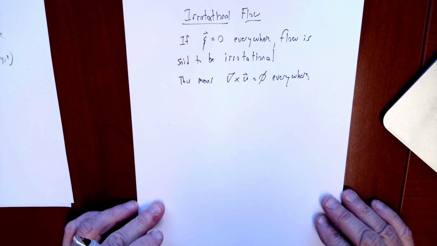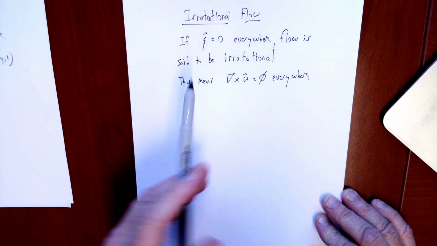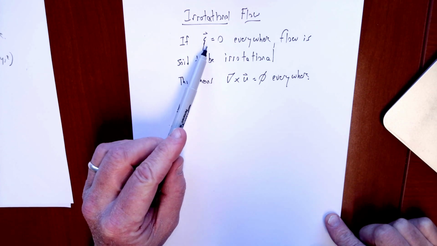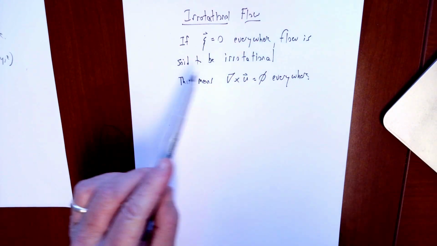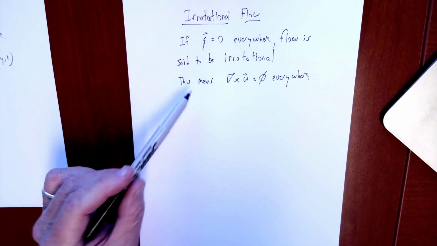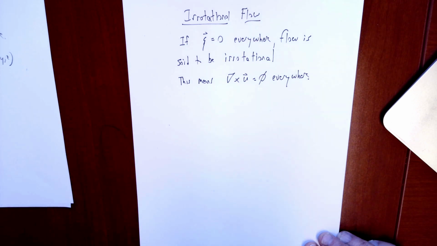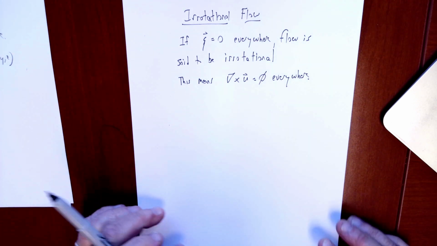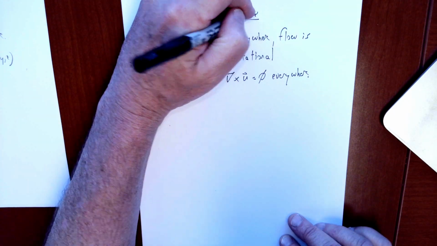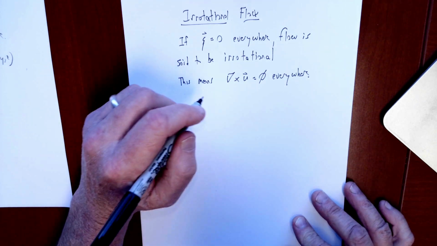Now we're going to consider irrotational flow. Irrotational flow is when the flow is not spinning. So if the vorticity is zero everywhere, the flow is said to be irrotational. So irrotational means no vorticity. This means that del cross U is equal to zero everywhere. If del cross U is zero everywhere, that opens up a possibility for mathematically studying the flow that does not exist if the vorticity is non-zero. So let's take a look at what that is about.